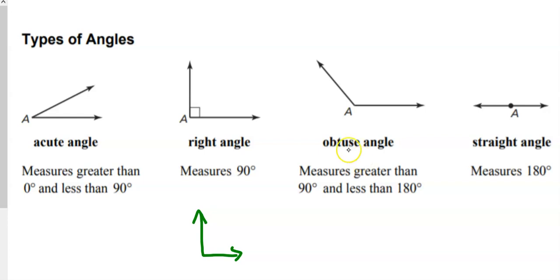Okay. Obtuse is greater than 90, but less than 180. And then this was from our previous diagram. It's just a straight line, or in other words, a straight angle, and that measures exactly 180 degrees. Okay. So let's take a look at some of our different types of angles here.